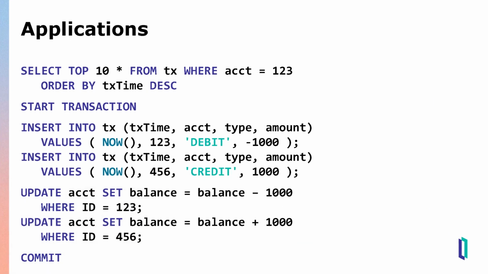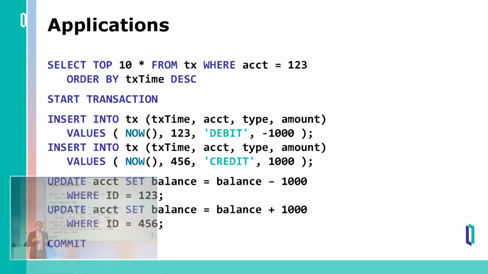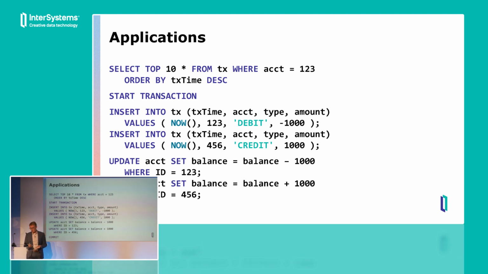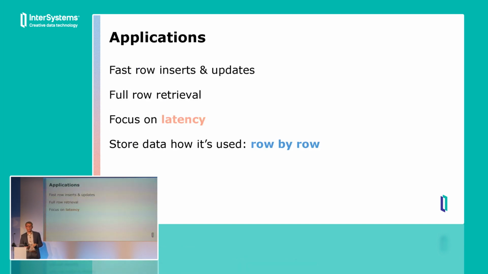You're entering a transaction. It's a little dense, sorry about that. But anyway, you're inserting individual records, you're updating individual records, and you want it to be done really, really quickly, because if you're trying to make a purchase, you don't want to wait half a day before the system confirms that, yes, there's enough money on your balance. So low latency, very small row-oriented work. Fast inserts of individual rows. You're interested in the whole row because you need to show it in the app. The focus is on latency, and you're going to store the data how it's used, row by row.